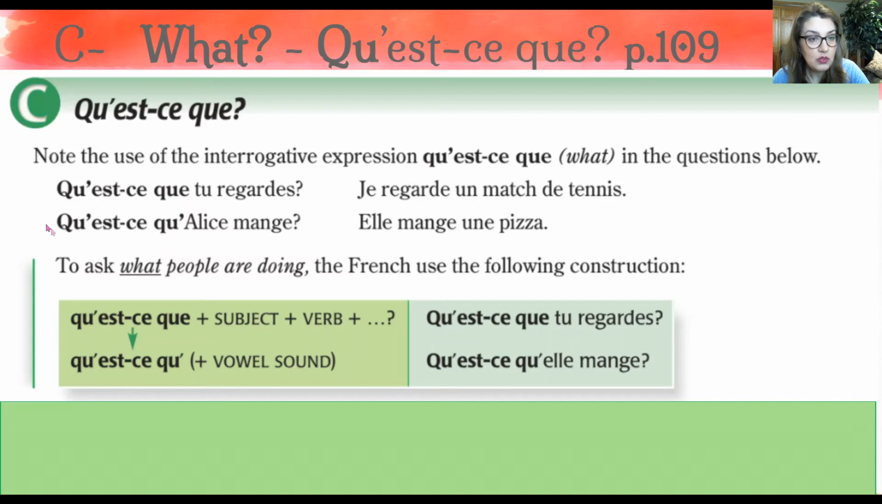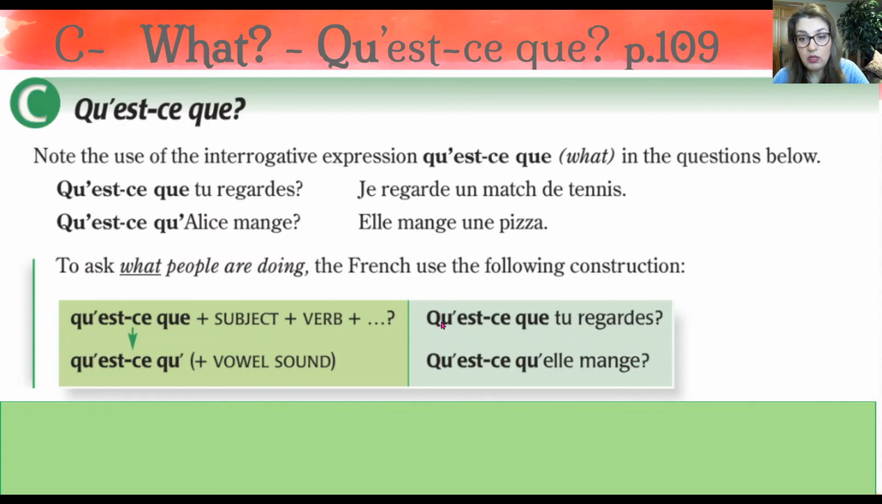Now, if qu'est-ce que is followed by a vowel, you have to drop the e from que and replace it with an apostrophe. And it sounds like this. Qu'est-ce qu'Alice mange? Instead of qu'est-ce que Alice mange, you have to say qu'est-ce qu'Alice mange. Did you repeat that? Elle mange une pizza. She is eating a pizza. To ask what people are doing, the French use the following construction. Qu'est-ce que plus subject plus verb plus rest of the sentence and a question mark at the end.